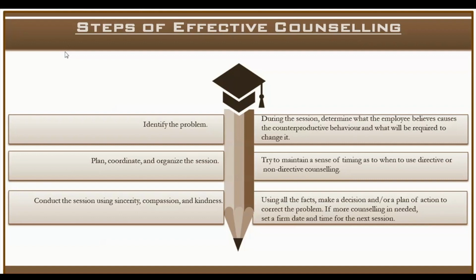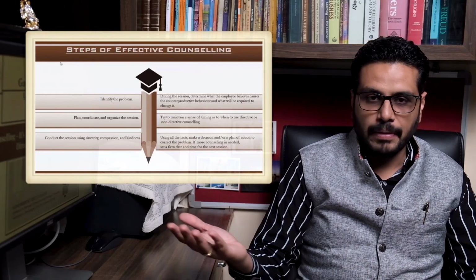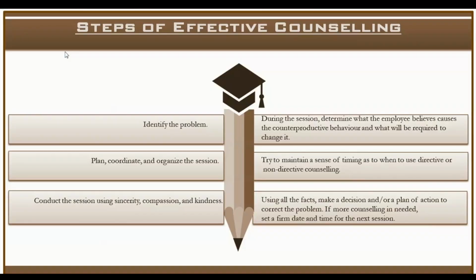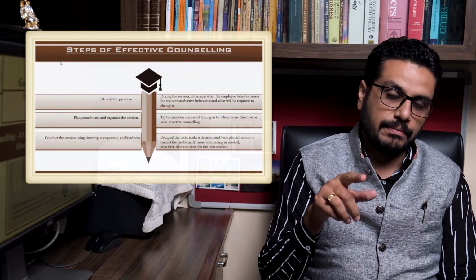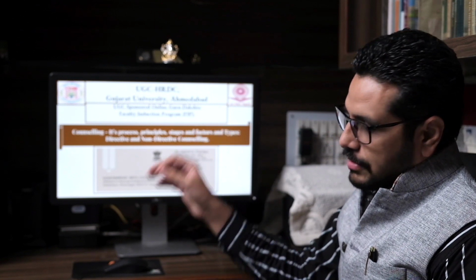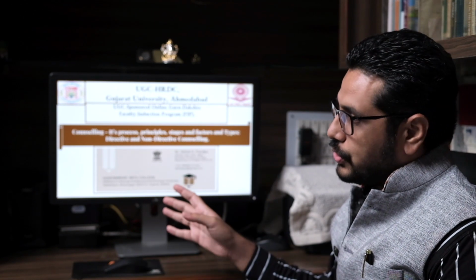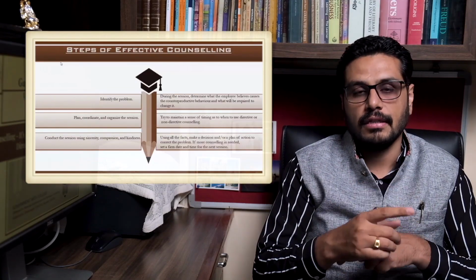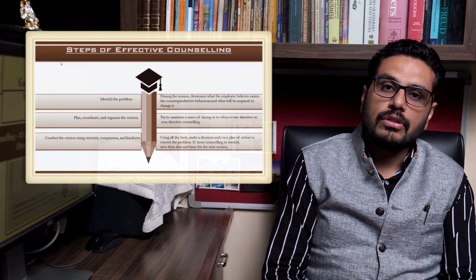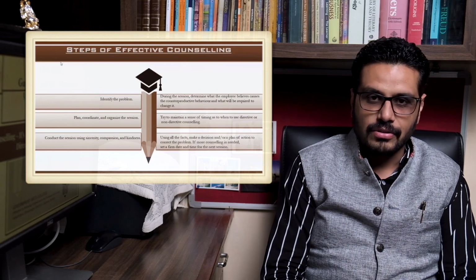Okay. Then using all the facts from whatever you have on your platter after that person has told you almost everything, what do you do? Make a decision and or plan of action to correct the problem. You try to do that. If more counseling is needed, set a firm date and time. That is very important. You should give that person a particular date. Okay, this is what we have discussed. Let us meet next week on that day at this particular time. We'll be further discussing your issues which you might be facing, but after a week. Why a week? You need to give that person a bit of time to settle down, also to analyze what he or she has done as well. So it should not be instant.